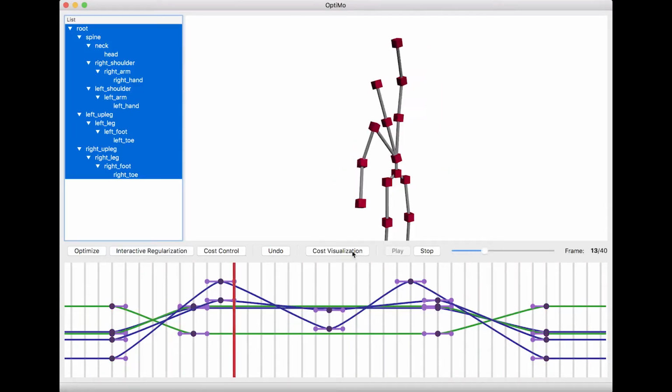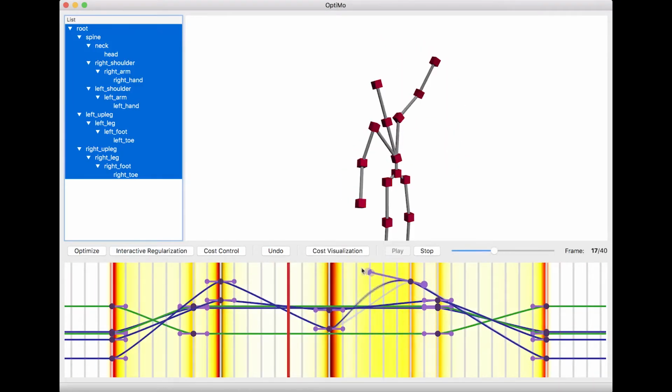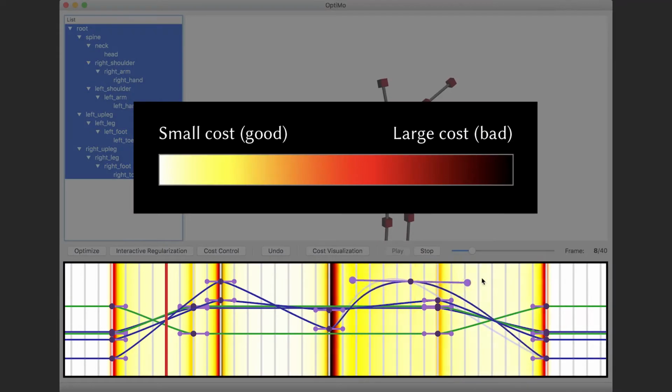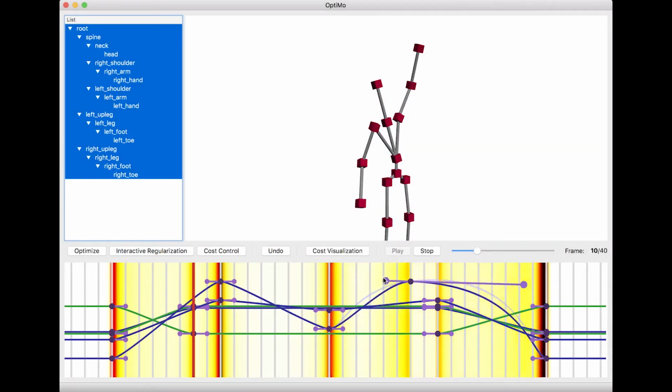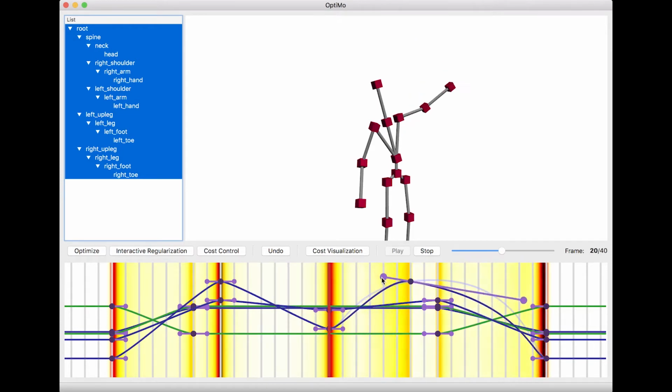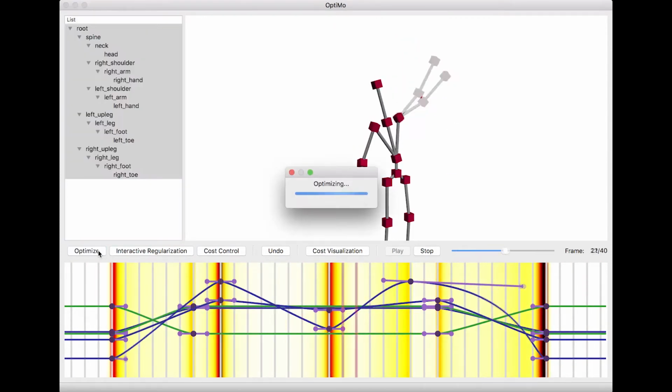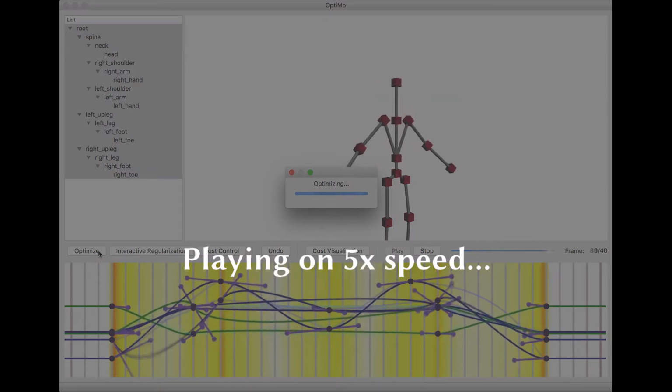The system visualizes the distribution of the cost values in the timeline. The color indicates the goodness or the badness of the motion. The optimization tries to minimize the total badness.